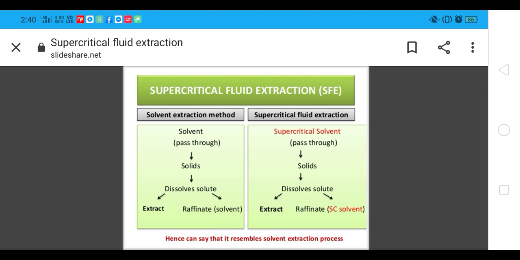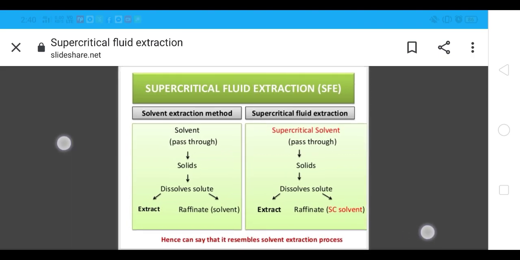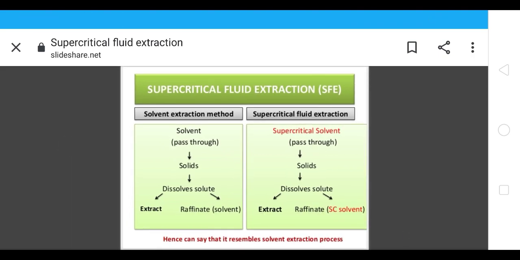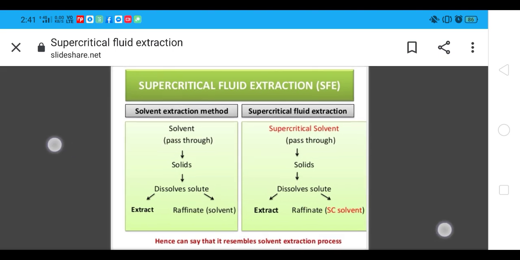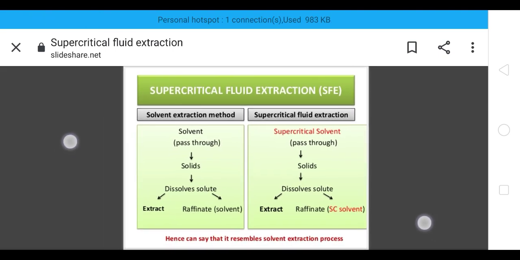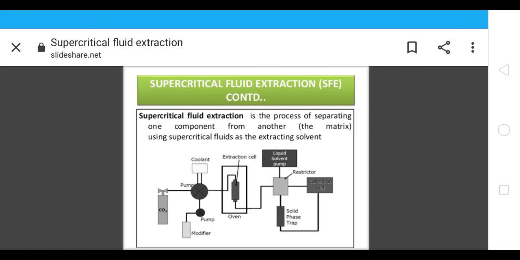When you compare solvent extraction with supercritical fluid extraction, in solvent extraction, when your solvent passes through the solids, it dissolves the solute, extract is formed, and then we remove the raffinate or solvent. Now in supercritical fluid extraction, when you pass the fluid, it dissolves the solids, the extract is separated out, and the supercritical solvent is available in your substance. So it resembles the solvent extraction process, but the solvent used is a supercritical fluid.